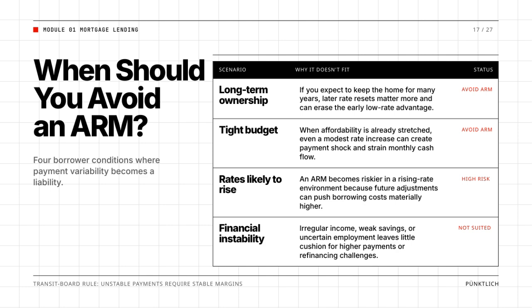The key takeaway here is a thumb rule: unstable payments require stable margins. If you don't have room in your budget or financial situation to absorb payment changes, steering clear of an ARM is the smarter choice.